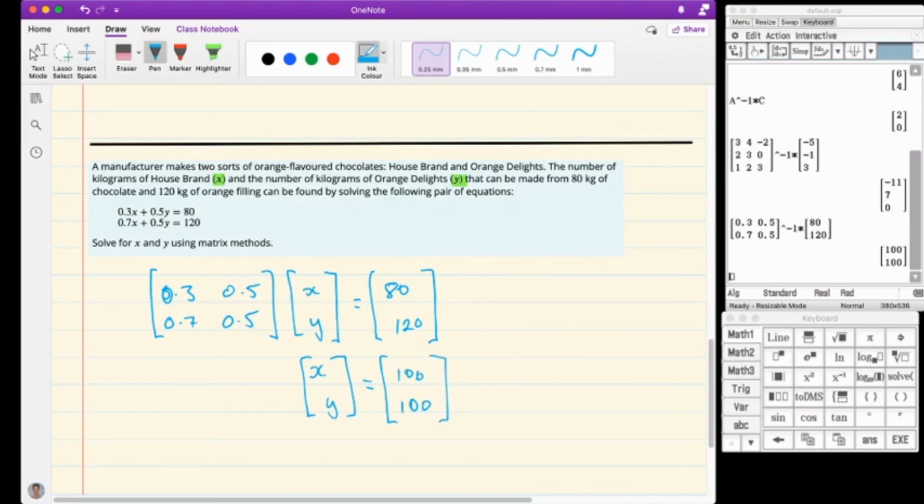So we would answer that as: we can manufacture 100 kilos of House Brand chocolates and also 100 kilos of Orange Delight chocolates. Okay, so in the context of the question, we have to state what it is that we've actually achieved. And there we go. That's it in a nutshell.